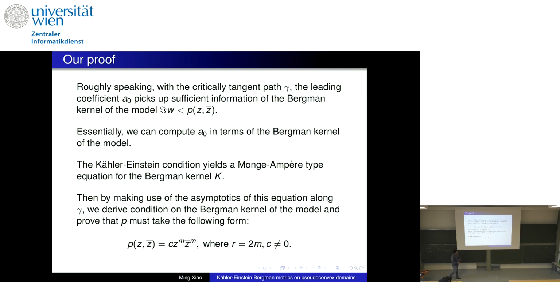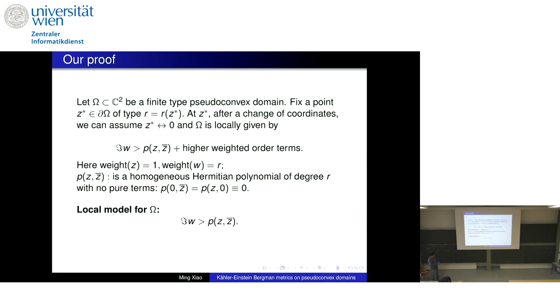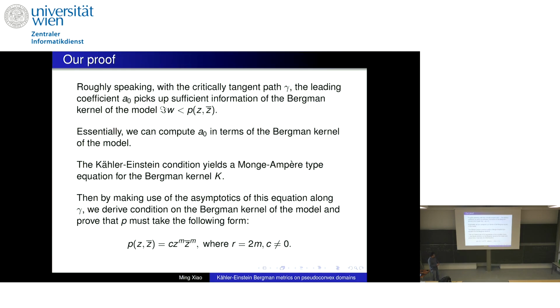Okay, so with this carefully chosen critical tangent path, the leading coefficient picks up the most information from the model, and we are going to use that. The Kähler-Einstein condition can imply a Ming-Xiao type equation for the Bergman kernel, and then by using the asymptotics of this Ming-Xiao equation along that gamma, we can derive some condition on the Bergman kernel of the local model, from which we show this P must take the following form.